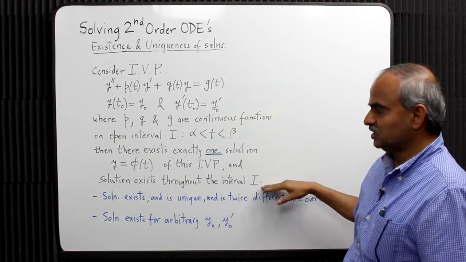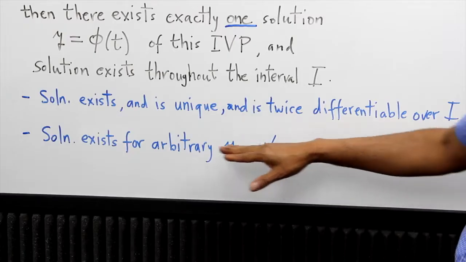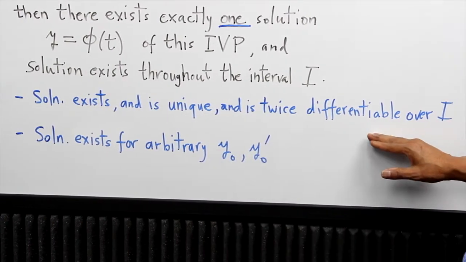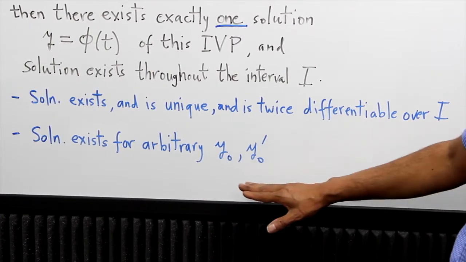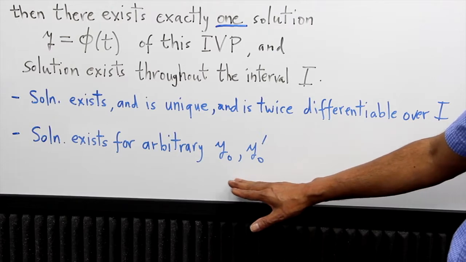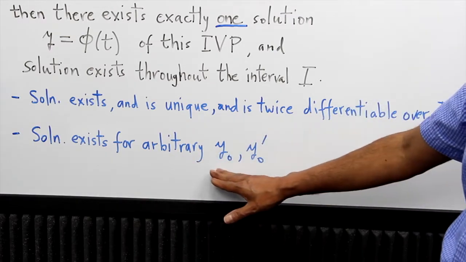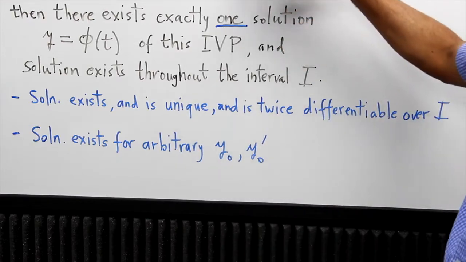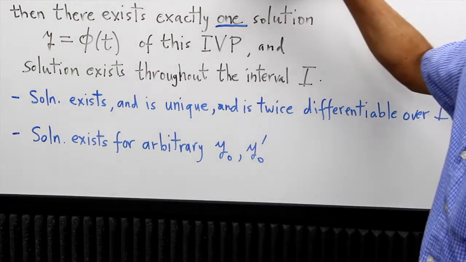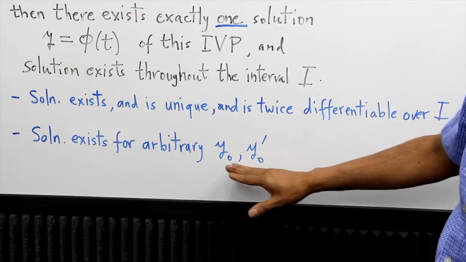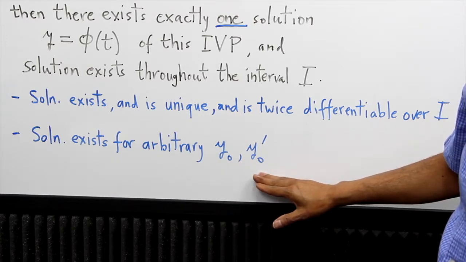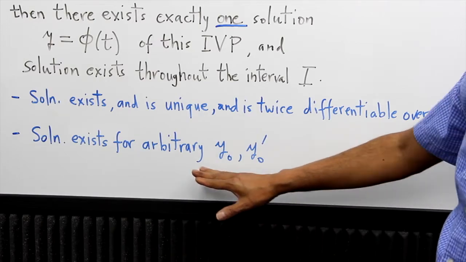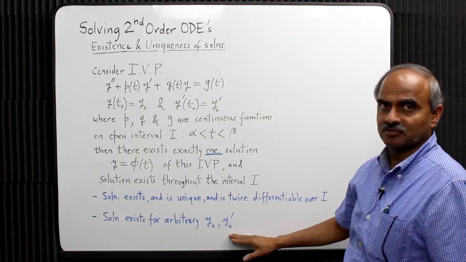All right, so we can interpret this result. We can say that the solution exists and is unique and is twice differentiable over this interval, and moreover the solution exists for arbitrary values of these constants y0 and y0 prime, which go in defining the initial value problem, and so we can vary these and obtain solutions as a function of these initial conditions and so on. It's a very nice property to have, very useful.